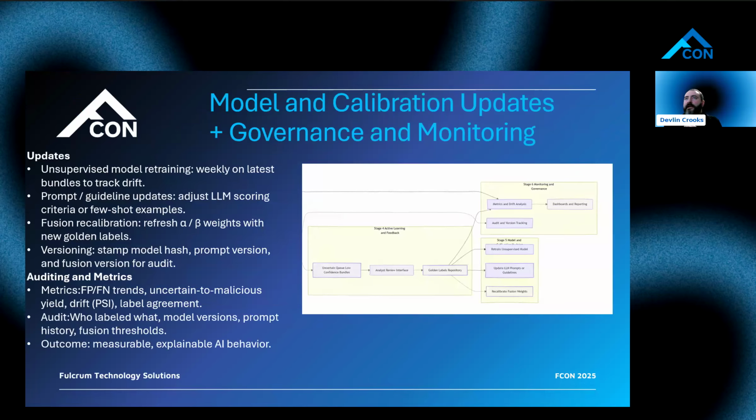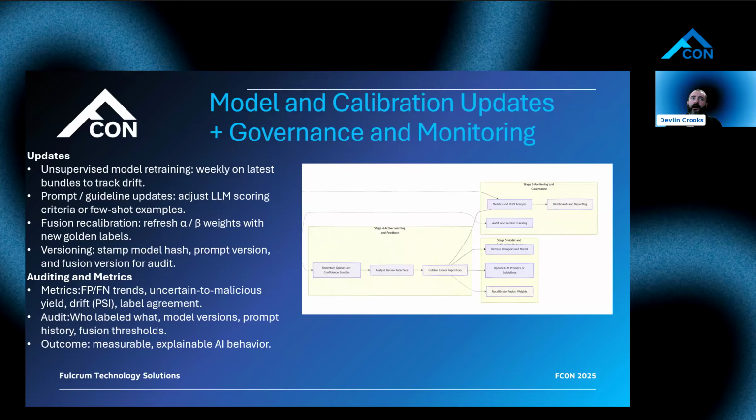Okay, model and calibration updates with governance and monitoring. So this is the final part. This is where we have our model, and we want to make sure it doesn't drift. It's going to drift, but we really want to control that drift. We want to retrain our numeric models, refine the prompts, and recalibrate the fusion weights using new feedback. And then we want to make sure that we log every version so we can explain which model made which decision.